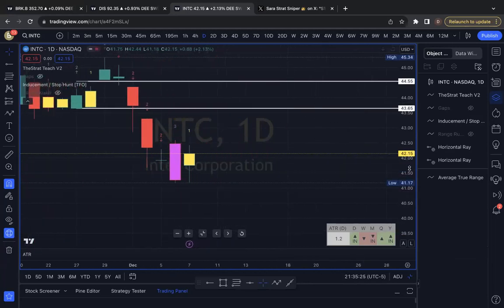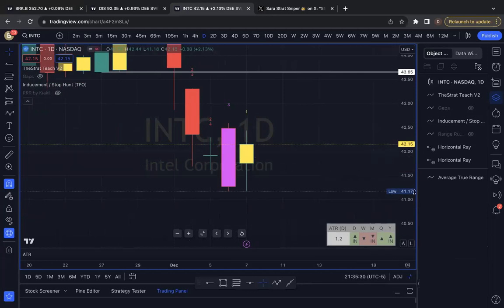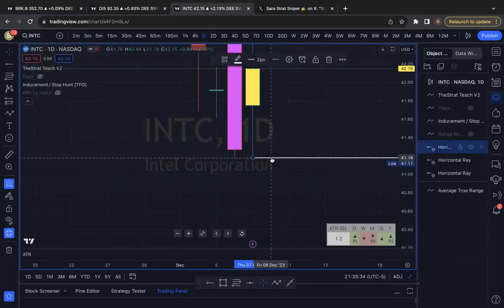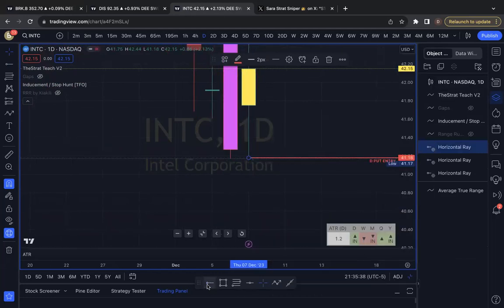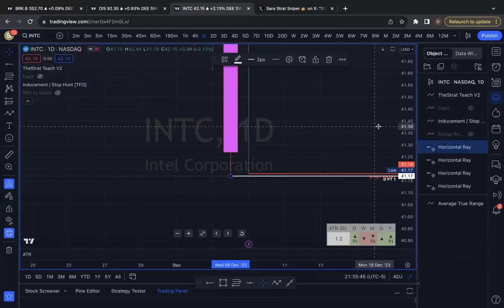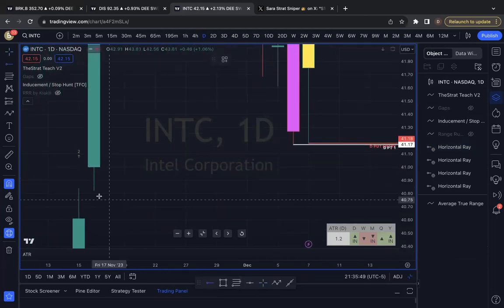So yes, Intel was the one where it was literally a 2 cent difference. I'm glad you said that. So this would be the entry for puts, and this would be the price target. So it's a 1 cent difference. Now, one thing you can do is go to price target 2.